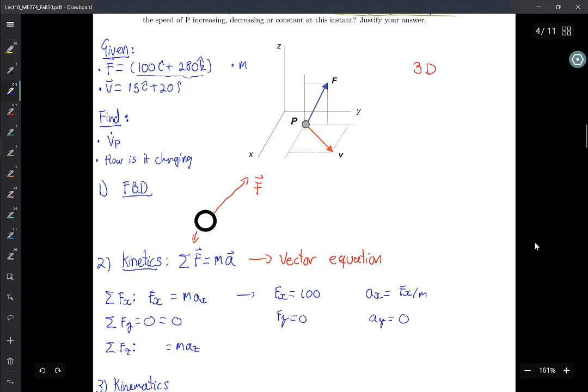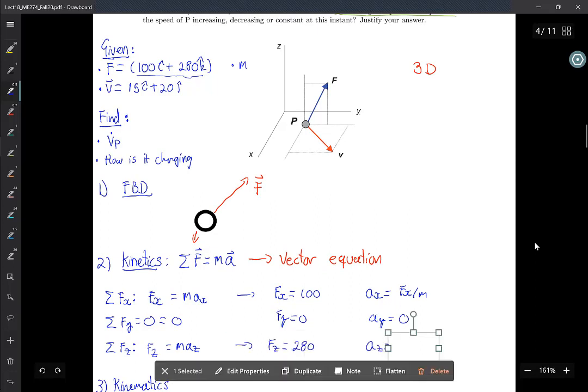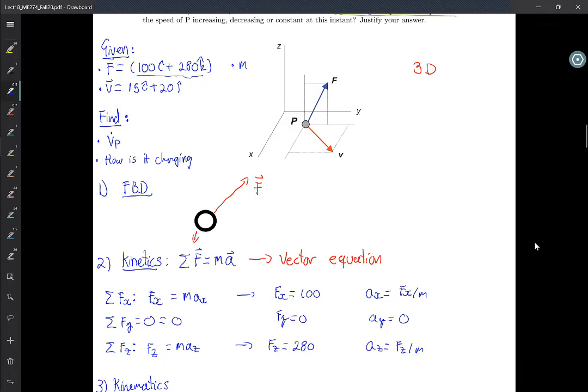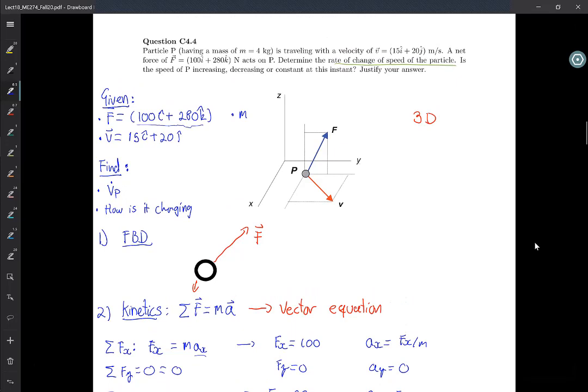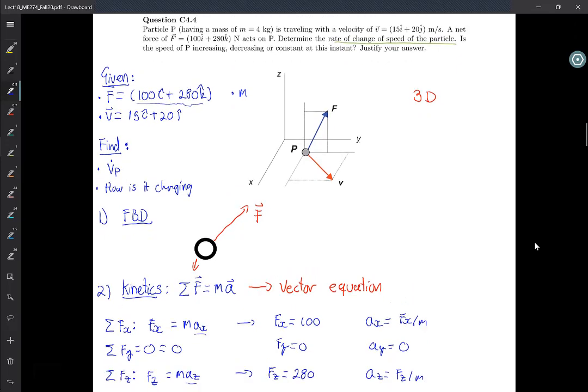And then for the z component, it's the same story as for the x component. Okay, so what's the deal here? We have two equations that give us some information about accelerations, right? But the question is not directly what acceleration does the particle have, but what is the rate of change of speed? So where do we find the rate of change of speed from? Which kinematical description do we use for that?